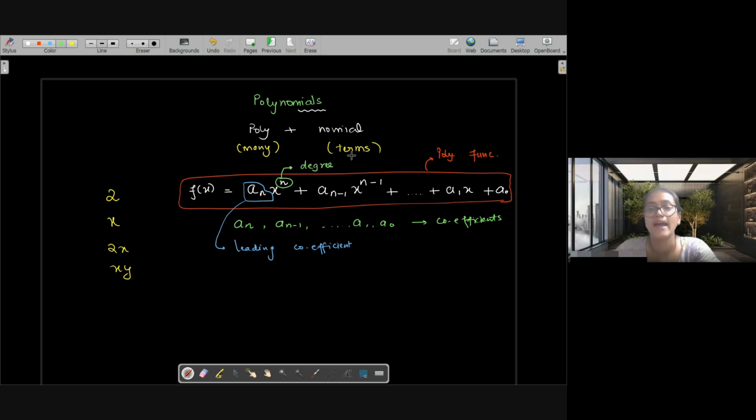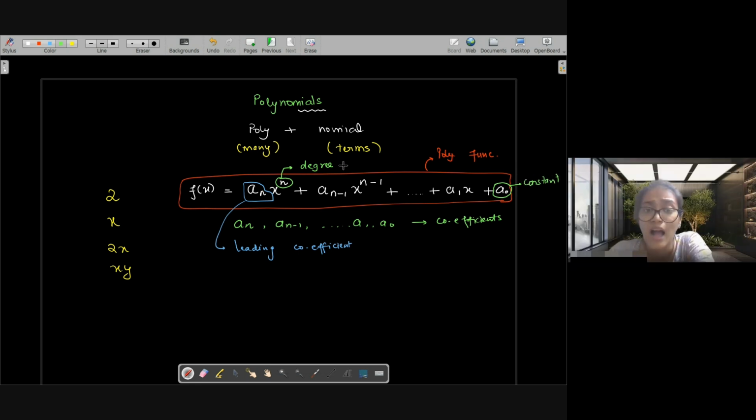And this last term, a0. In this term, there is no variable, right? This is just a constant. an minus 1 up to a0 are all constants, and in the last term you don't see any variable. This is just a constant.